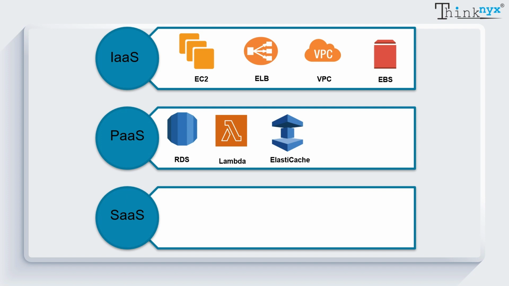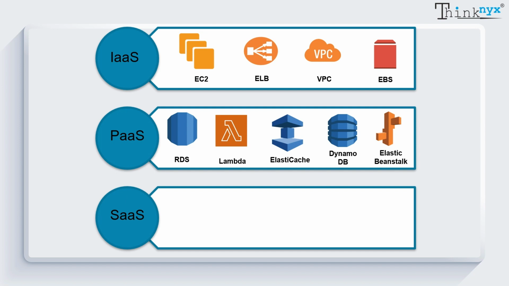Next is ElastiCache. Amazon's ElastiCache is a fully managed in-memory caching service supporting flexible real-time use cases. Next is DynamoDB. Amazon's DynamoDB is a fully managed, serverless, key-value NoSQL database designed to run high-performance applications at any scale. Next is Elastic Beanstalk. Using Elastic Beanstalk, we can deploy and scale our web applications.